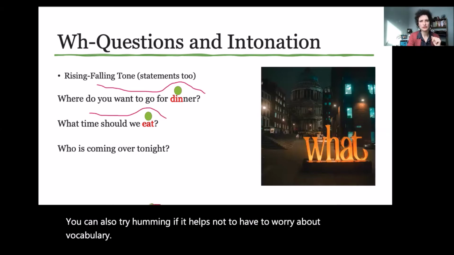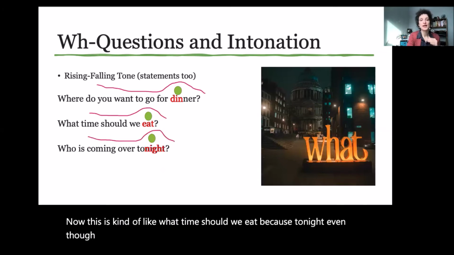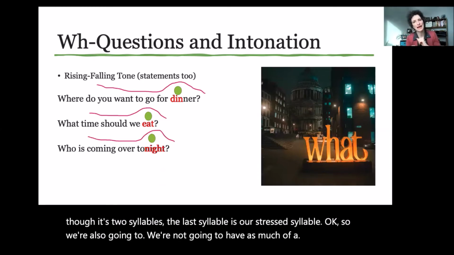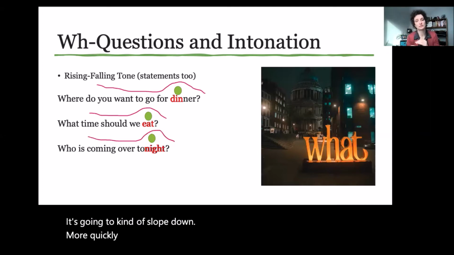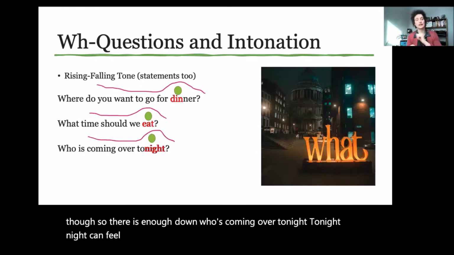Okay, who is coming over tonight? Now, this is kind of like what time should we eat? Because tonight, even though it's 2 syllables, the last syllable is our stressed syllable. Okay, so we're not gonna have as much of a up down, it's gonna kind of slope down more quickly. There is a pitch increase though, so there is an up down. Who's coming over tonight? Tonight, night. You can feel that night and then down.